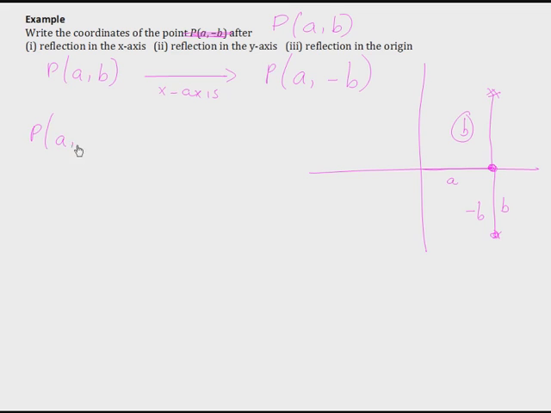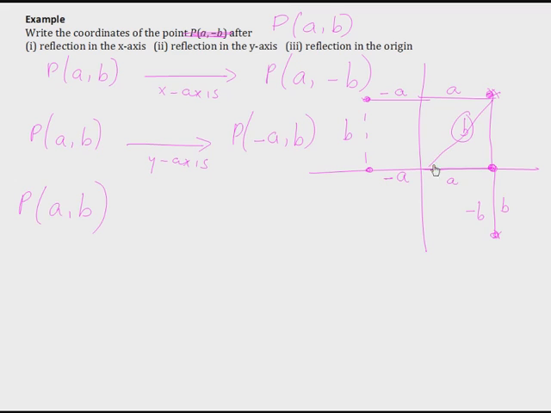How about reflection in the y-axis? If I reflect in the y-axis, then I move a distance A and I move back a distance A. So this x coordinate is now minus A. The y coordinate doesn't change. It stays at the same height. So the answer is minus A, B. The x coordinate has been flipped. How about reflection in the origin? As we saw, reflection in the origin is equivalent to reflection in both axes. So both coordinates flip. So it will become P minus A, minus B.